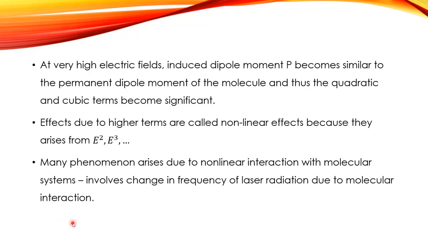The quadratic and the cubic terms become important when the electric field intensity of the incident radiation is large, when the dipole moment P of the molecule is affected in the same order as the permanent dipole moment. So this is an effect we see when the induced dipole moment becomes equal to the permanent dipole moment.